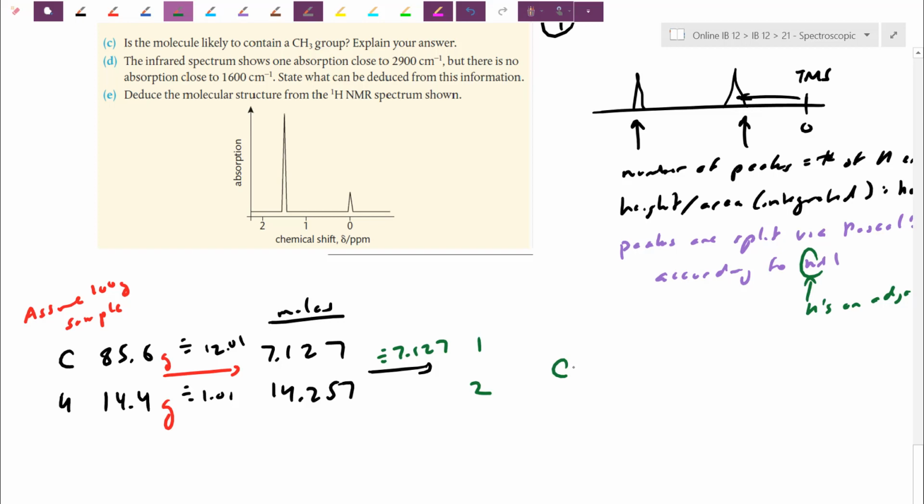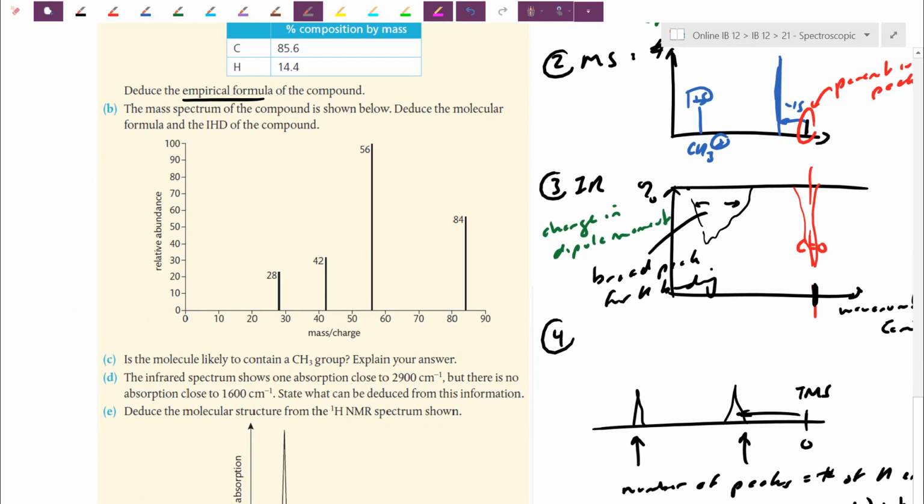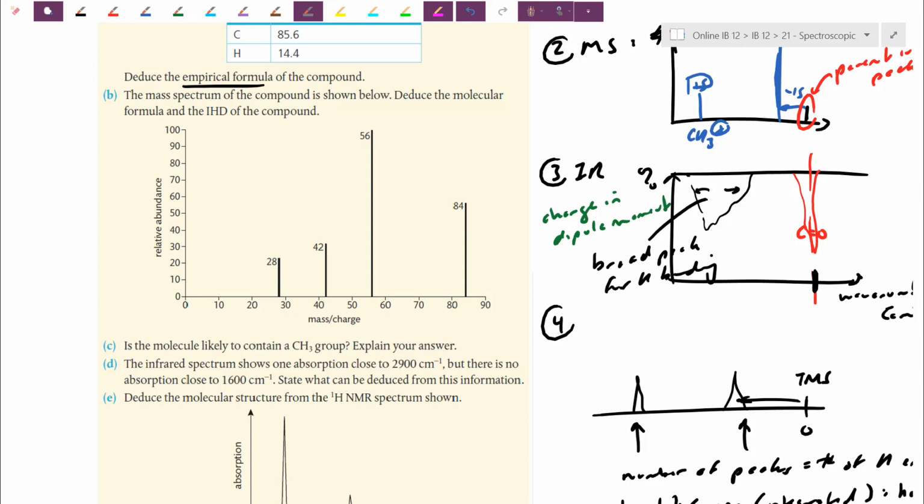Perfect. So my empirical formula is CH2. This is a simplified ratio. For every 1 carbon, I should have 2 hydrogens. Let's see what's the next information. They gave me a mass spectrum next. This is shown below for this compound. Let's find the molecular formula.